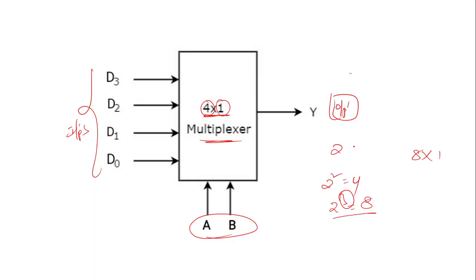In the previous video we already discussed the 2x1 mux. The number of select lines for this is 1, so 2 power 1 is nothing but 2. Like that, you can consider the power as the number of select lines.